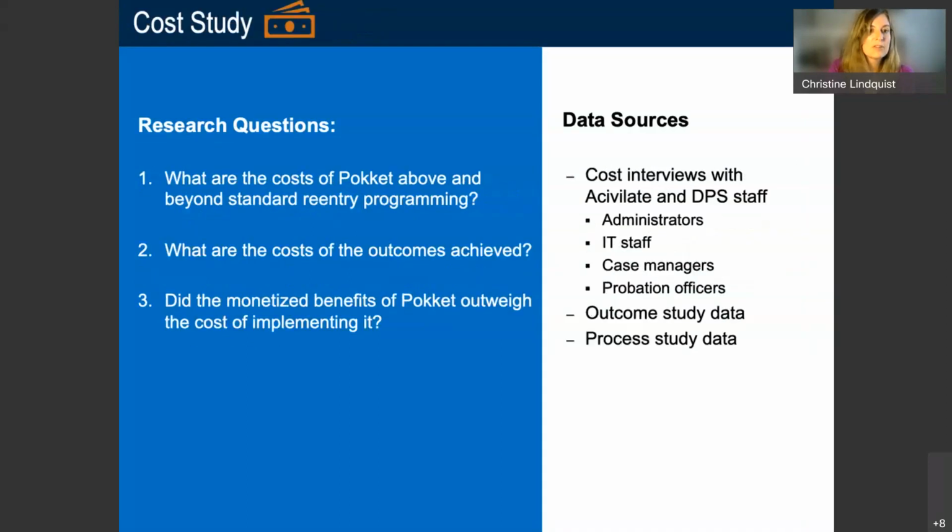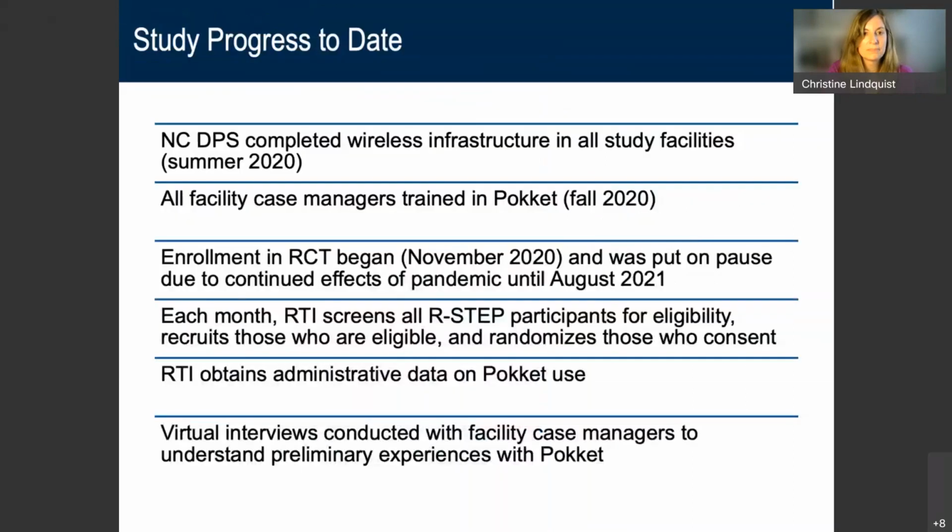For the cost study, we are documenting the cost of Pocket above and beyond standard reentry programming. We're looking at the cost of the outcomes achieved by both the treatment and control group, and then assessing whether the monetized benefits of Pocket outweigh the cost of implementing it. So for this component, we'll be doing cost interviews with Assimilate and DPS staff listed here, as well as using the data that we collect for the outcome and process study.